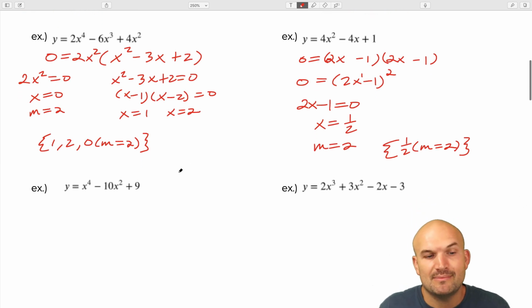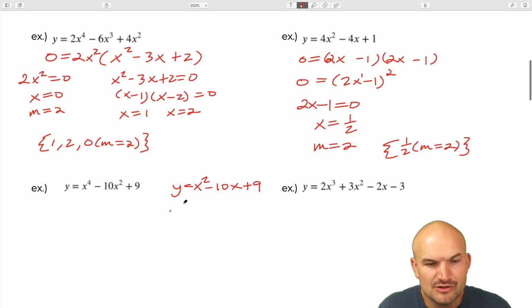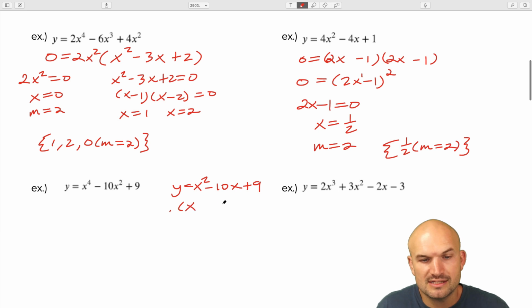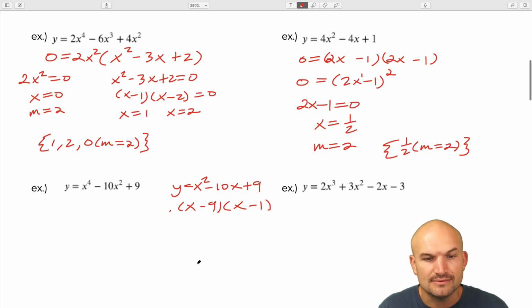The first thing I would recommend doing is forget that it's raised to the 4th power. It's a trinomial. We know how to factor trinomials when they're quadratic. So why don't we just rewrite it as a quadratic? x squared minus 10x plus 9, okay? And again, remember when you're factoring a quadratic, that's going to be a product of two binomials. So you're thinking, all right, it's going to be an x times x. What two numbers multiply to give you 9, add to give you -10? Well, it's -9 and -1.